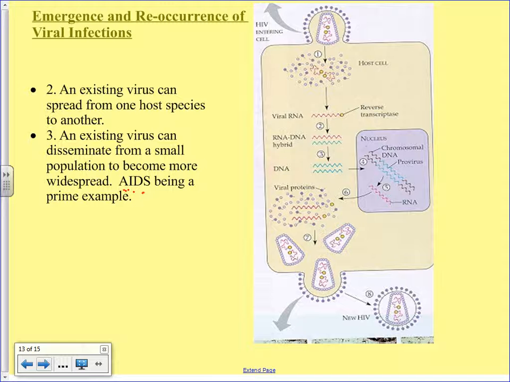Nobody wants to say it, right? Too embarrassing. It's a sexually transmitted disease. You can get it through any bodily fluids, so you can get it through semen, vaginal fluid. You can get it through blood.